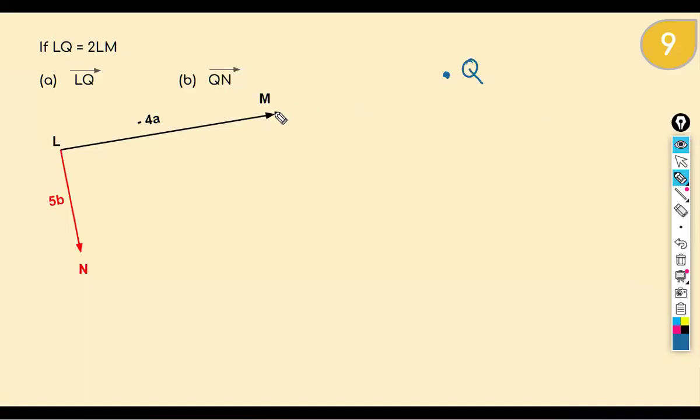Look at where, you know why? LQ is twice the distance of LM. Because to get LQ, you have to take the value of LM and multiply by 2. And when you multiply something by 2, it does get twice as large.